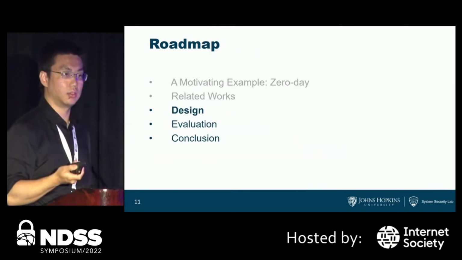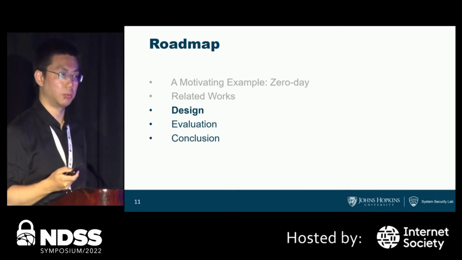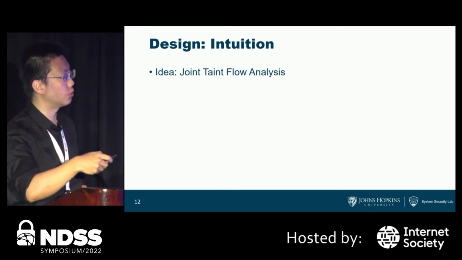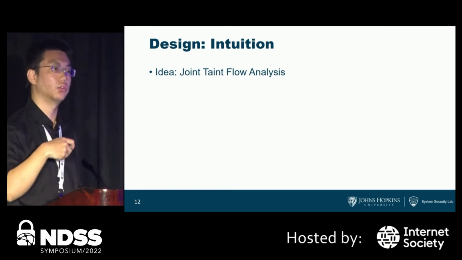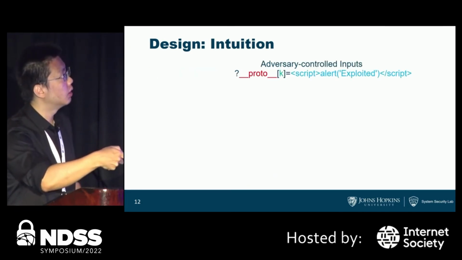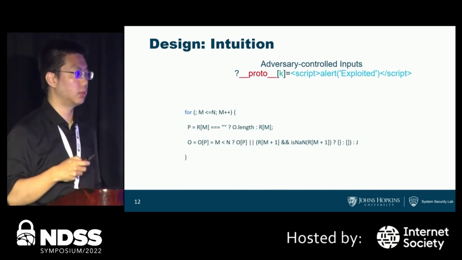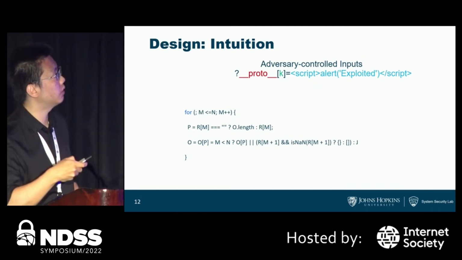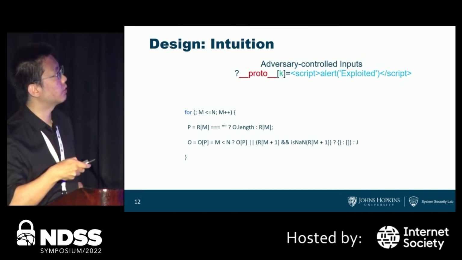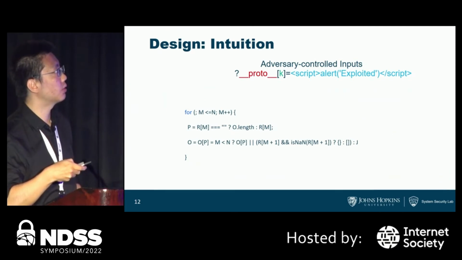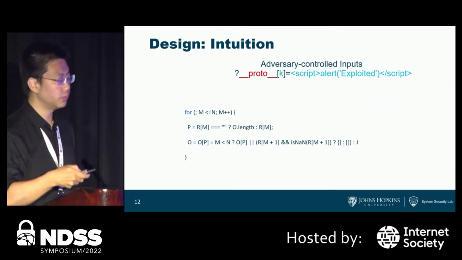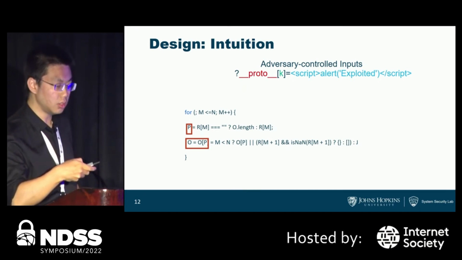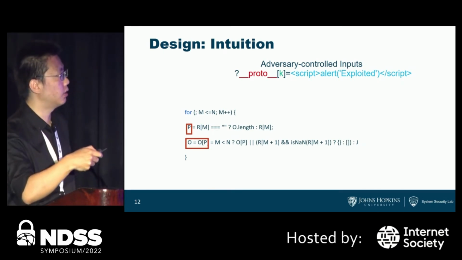Then we talk about our design for the detection of client-side prototype pollution and its further consequences. The core idea is the joint taint flow analysis, which is also part of our novelty. Here we show the adversary-controlled inputs as well as the vulnerable code location. The input looks like question mark underscore portal underscore bracket k equals this malicious script. And in the first iteration, O equals O bracket P will be executed.